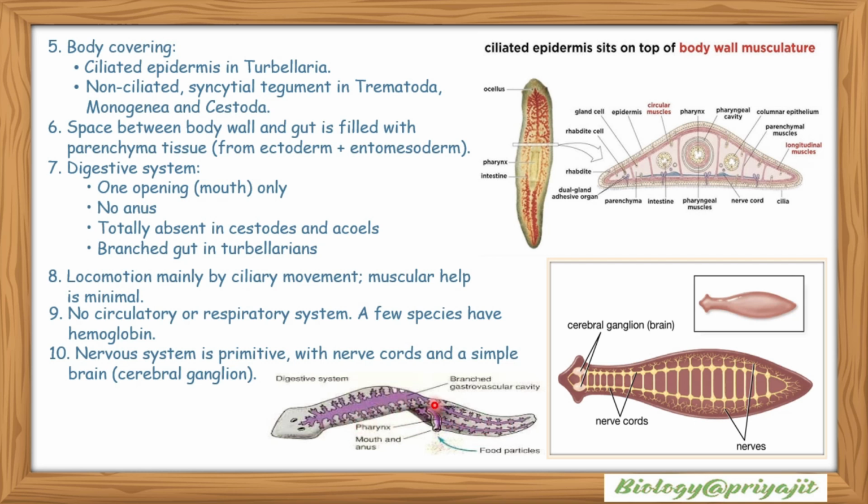Their locomotion occurs mainly by ciliary movement, and the help of body musculature is minimal. There is no circulatory or respiratory system in their body, but a few species have hemoglobin. Their nervous system is primitive with nerve cords. These are the nerve cords, and a simple brain or ganglia. This is the cerebral ganglia or brain.